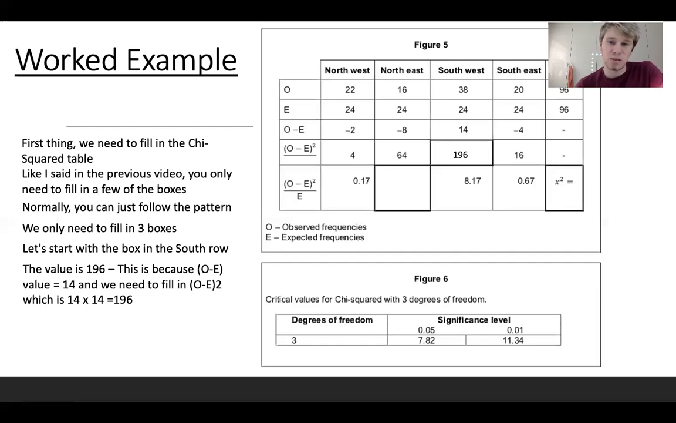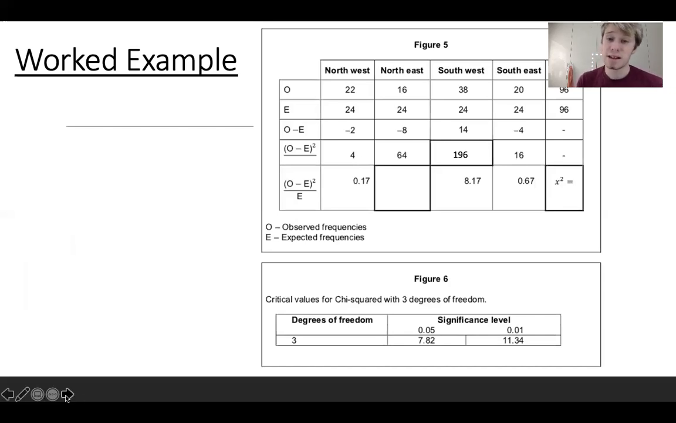That was all we had to do there. Just follow the pattern. If you had to work it out from the others, minus 2 times minus 2 would equal 4, minus 8 times minus 8 equals 64, minus 4 times minus 4 was 16. And keep in mind, you will always get a positive figure for O minus E squared, because even negative numbers will form a positive number when you times them together. But again, if that's too complicated, don't worry, just follow the pattern.